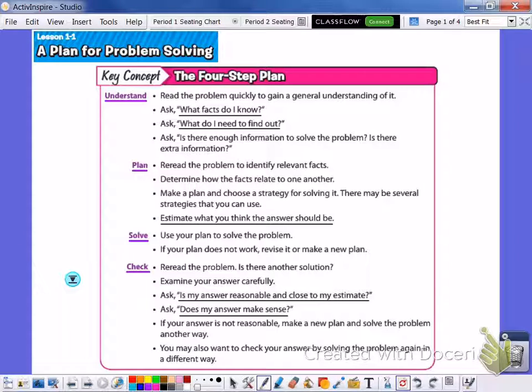Once we've planned everything out and estimated what we think our answer should be, we're going to actually solve the problem. So now we're going to go back and actually use that plan that we came up with, and remember, if your plan doesn't work, revise it or make a new plan. Never just stop because it didn't work.